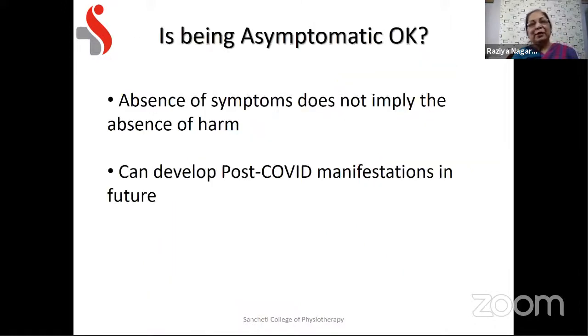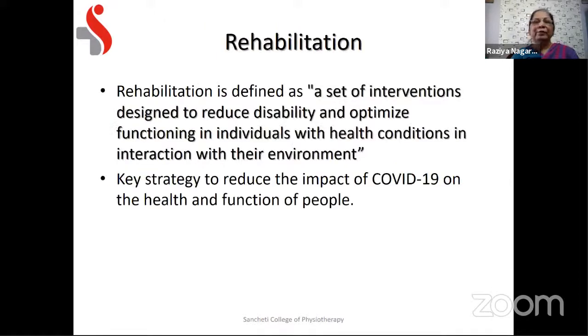So the question is, what about being asymptomatic? We have many people who are not showing any symptoms but are tested COVID positive. As we say, precaution is always better, and the absence of symptoms does not imply the absence of harm. So one has to look at the symptoms, their progress, how they are feeling, and take precautions, maybe multivitamins to boost their immunity, and of course physical exercise, because exercise improves your immunity. Hence, we are emphasizing exercising. So what is rehabilitation?